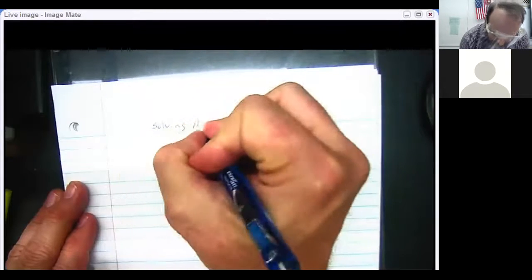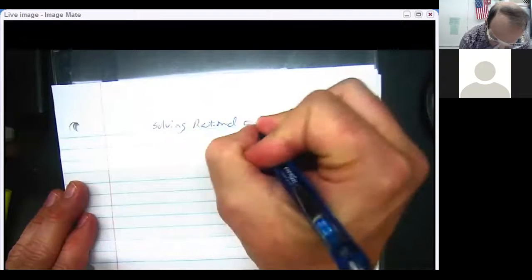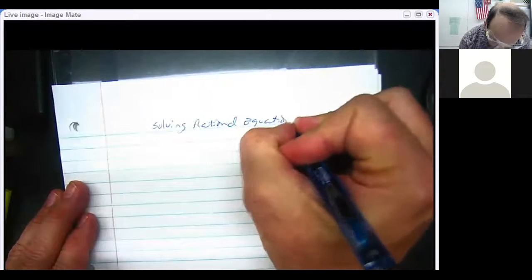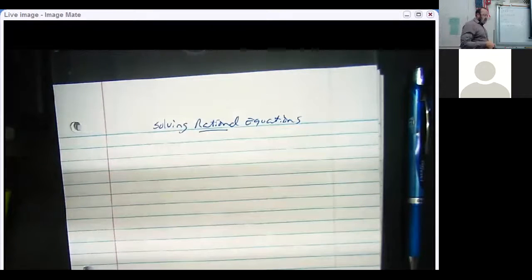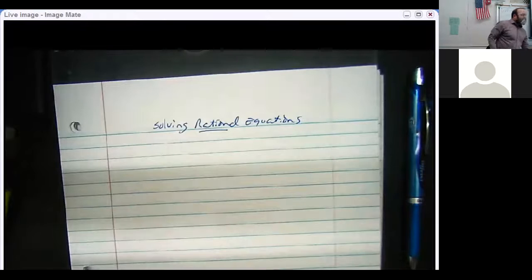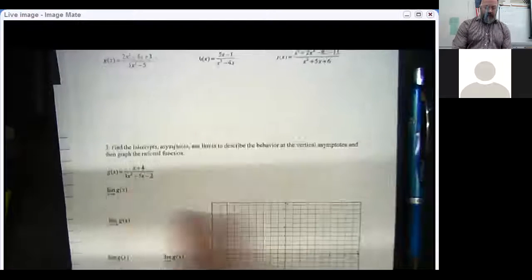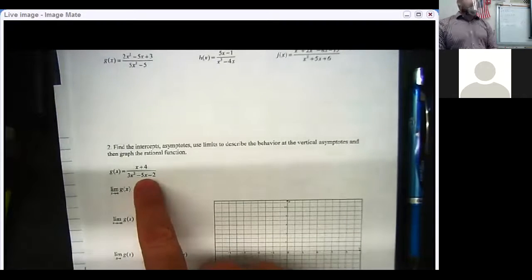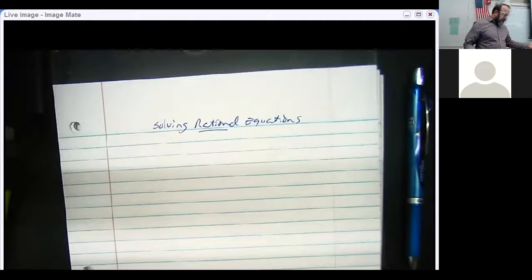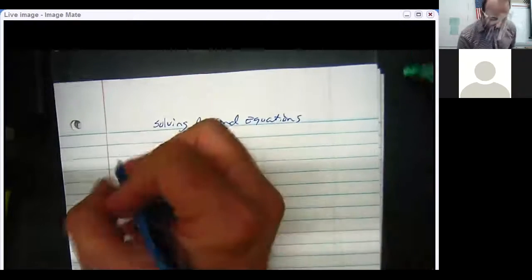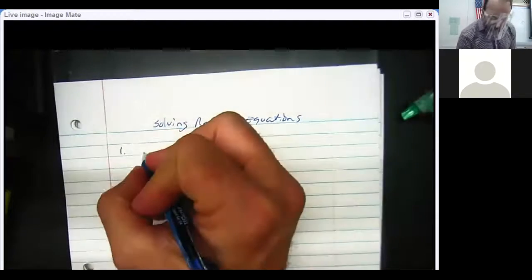Solving rational equations. The word rational, what is rational? We've used that in here over the last couple of days. We call these rational equations right here where you had some fraction and we graphed it, but it's an algebraic fraction. So the difference here is if we solve a rational equation, it's going to be something like this.